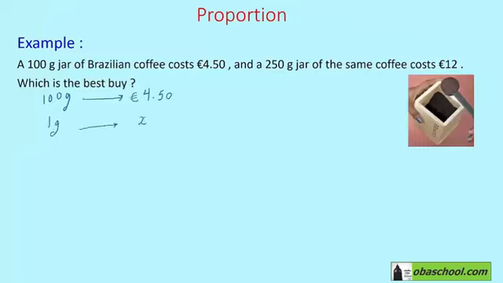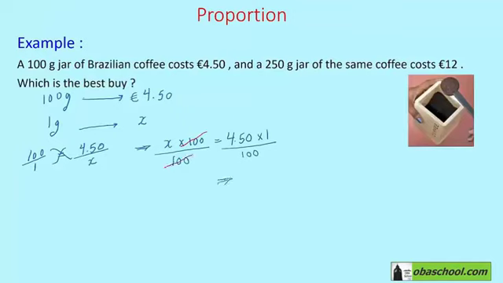Since we know that 100 grams is 4.50 pounds, then 1 gram is equal to X, and X is the price of 1 gram. We can calculate X through cross multiplication, and it's going to be X times 100 equal to 4.50 times 1. Divide both sides by 100 so that the X would be isolated. So X is equal to 4.50 over 100, which is 0.045 pounds. So this is the price of 1 gram of Brazilian coffee in the first buy.